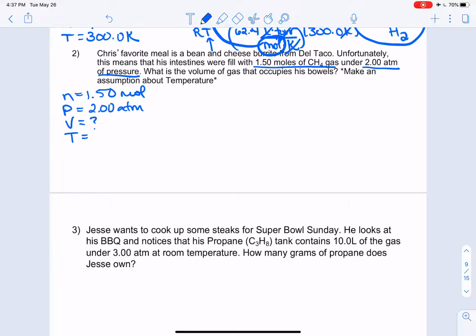And T, make an assumption about temperature. Well, the gas is inside his body, so the gas is most likely at body temperature also, which is 98.6 Fahrenheit. And if we did the calculation, that would be 37 degrees Celsius. And to go from Celsius to Kelvin, we add how much? 273. So that gives us 310 Kelvin.